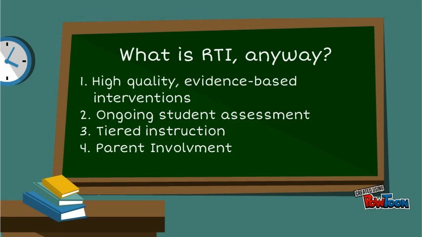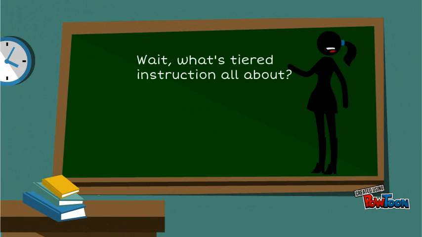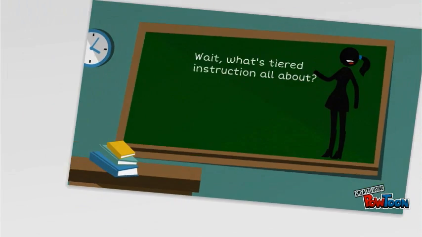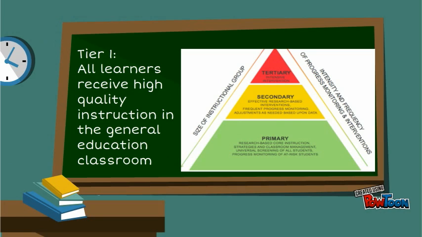I mentioned that RTI is a multi-tiered approach, and our third essential component was that tiered instruction must exist in the classroom. So let's look a little more closely at what that means. The first and largest tier within RTI is at the base of our triangle. In this tier, all students receive instruction and intervention in the general education classroom.